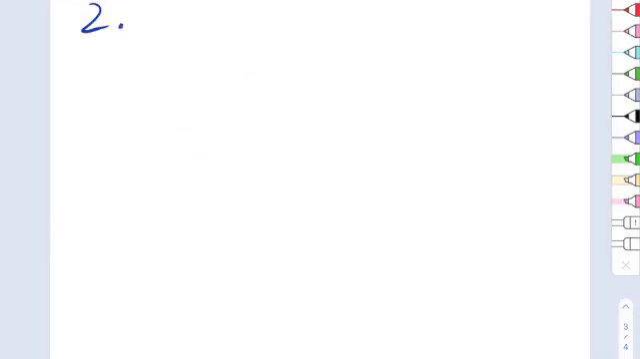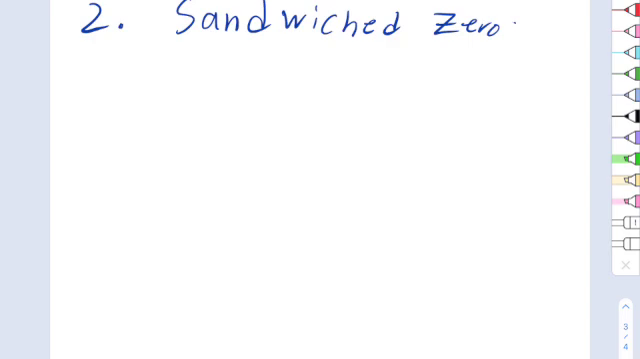Now let's move on to number 2, that zeros between non-zero numbers are significant. Let's see what this means. The first number we have here is 101, where we see a 0 in this number, but this 0 is sandwiched between two non-zero numbers.